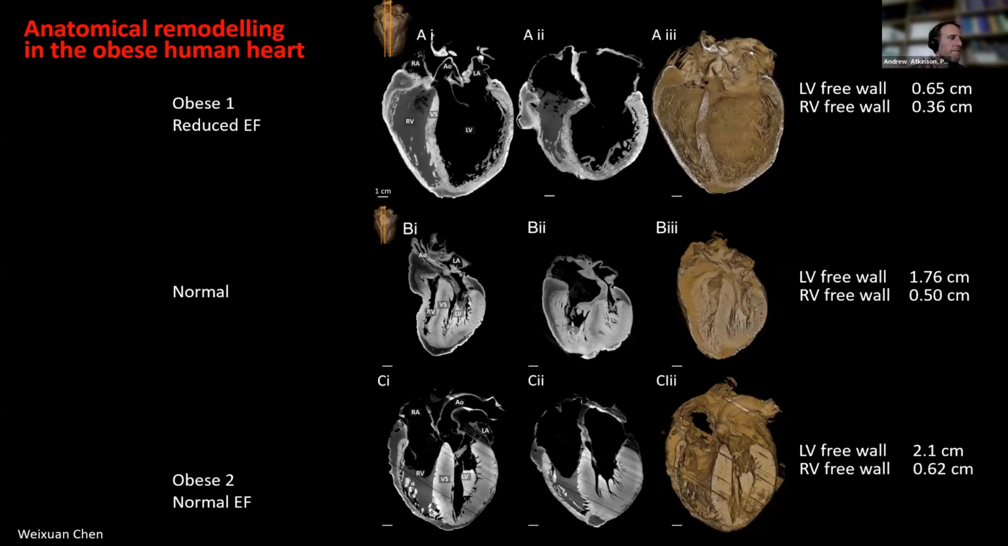And just from looking at the hearts, we could see the obese hearts were much larger than the normal heart. But what we could see is that with the heart with the reduced ejection fraction, we're seeing some evidence of dilated cardiomyopathy with severely dilated ventricular walls and dilated ventricular chambers. And when we take measurements of the thickness, the LV was down to almost a third of that in the normal heart. But in the heart with the preserved ejection fraction, we saw evidence of hypertrophy in the ventricular walls.